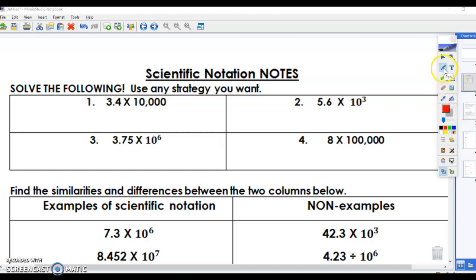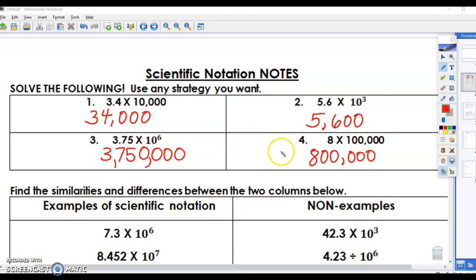Okay guys, today we're going to look at scientific notation. I want you to solve these top 4 questions using whatever strategy you want to, but no calculator. So see what you can do with these 4 using any strategy. You can show work on paper. If you know a trick or a pattern, you can do that too. So go ahead and pause the video and see if you can come up with those 4 answers.